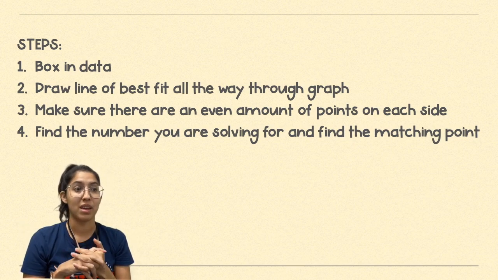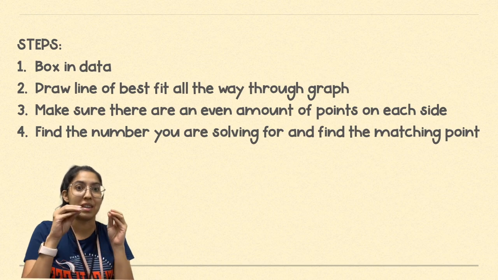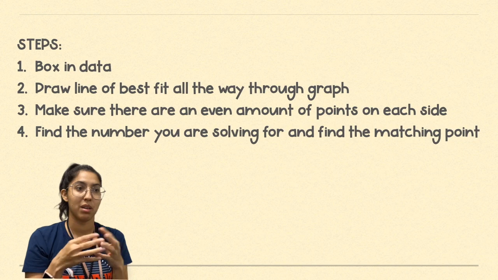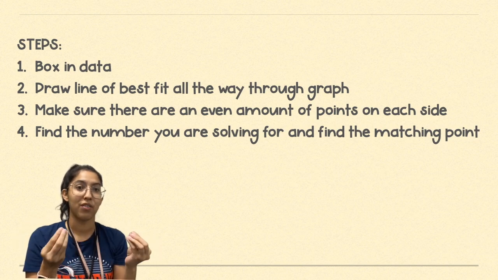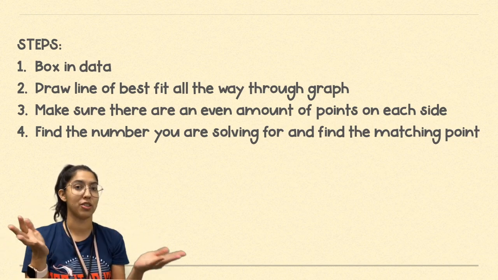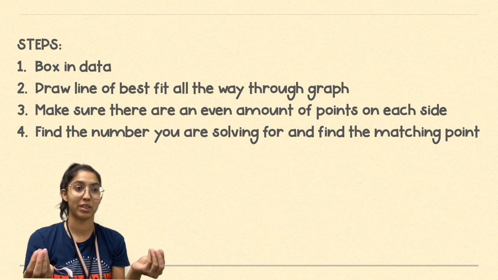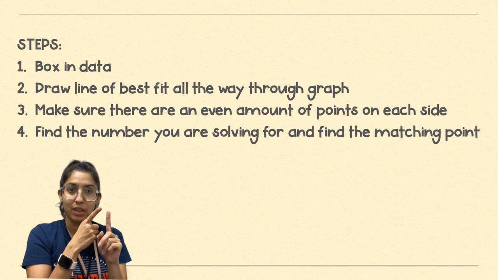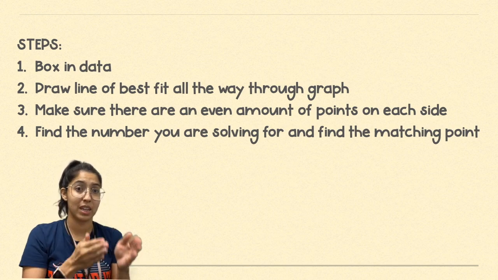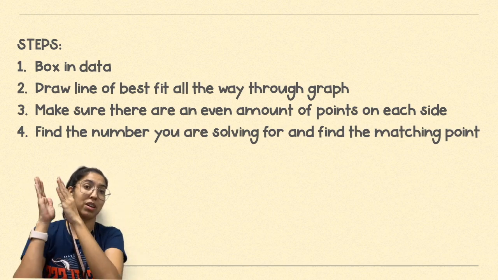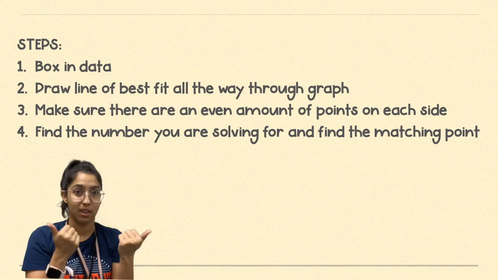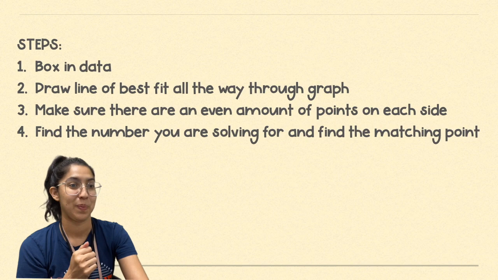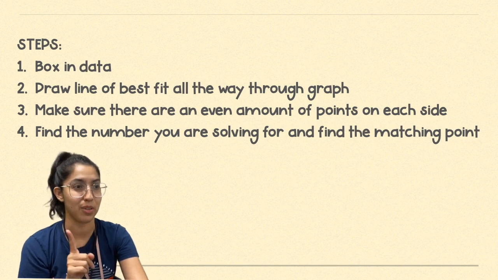This does not mean they have to be the exact same number of points on each side. You just want an even amount. Math is fair. If I do something here, I have to do it there. So you want to make sure there's an even amount. And then let's find the number you are solving for and find the matching point. So am I looking for an X to Y value, or am I looking for a Y to X value? That's pretty much it. So here we go. And go ahead and pause and write these down if you did not.